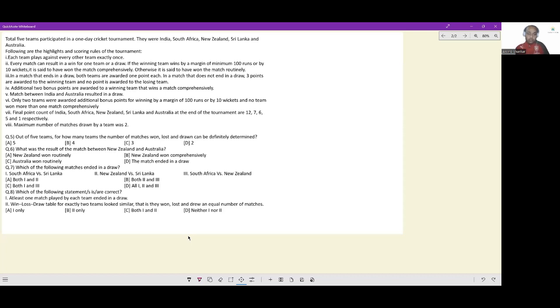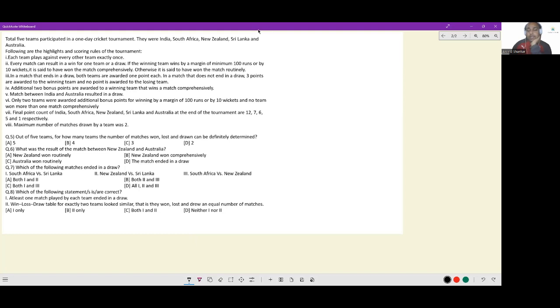Let's look at this set. Total 5 teams participated in a one-day cricket tournament. They were India, South Africa, New Zealand, Sri Lanka, and Australia. Following are the highlights and scoring rules of the tournament.